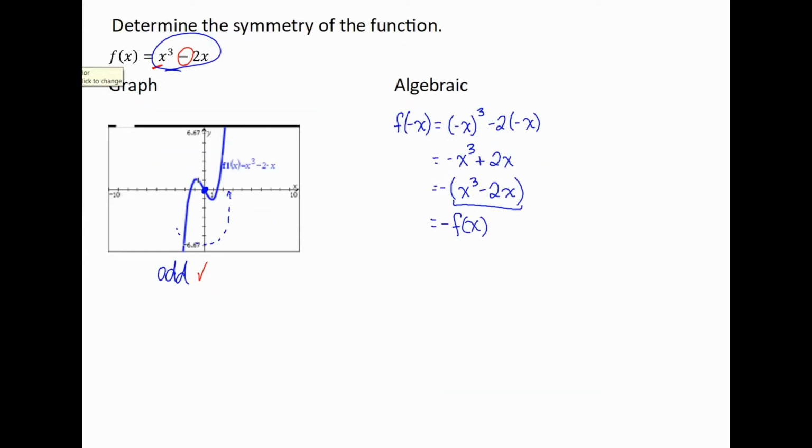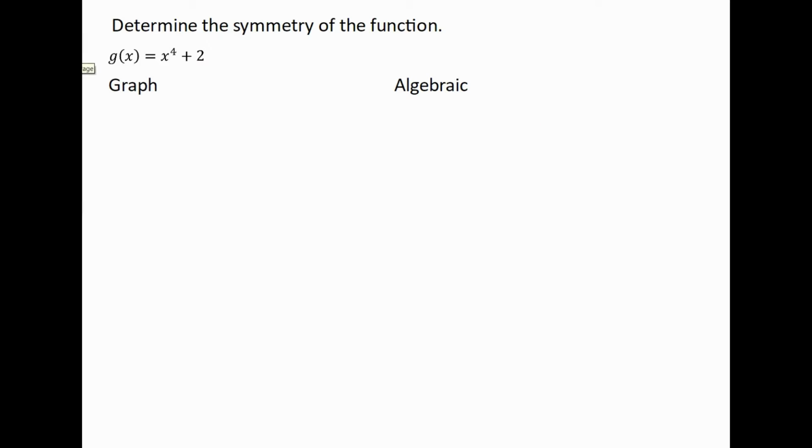So that proves it. We looked at the graph, we're like, okay, yes, this looks odd. All right, and then we did it algebraically and we confirmed, yes, the function is odd. On to our next example. So over here we have g of x equals x to the fourth plus 2. Let's start with our graph.